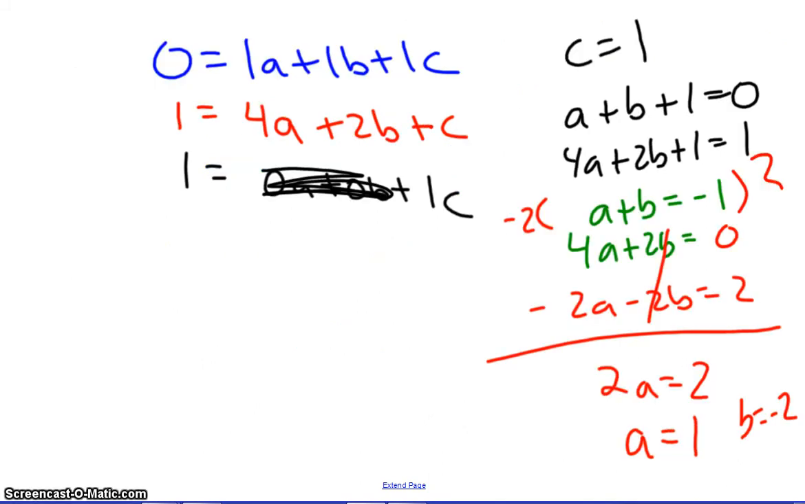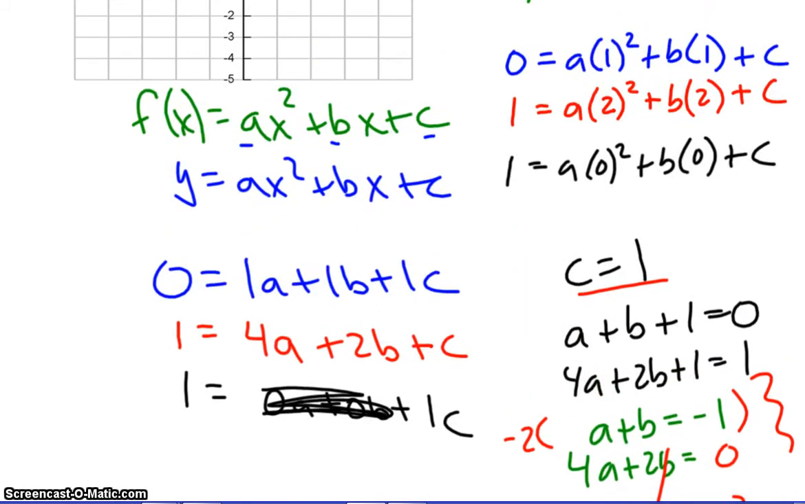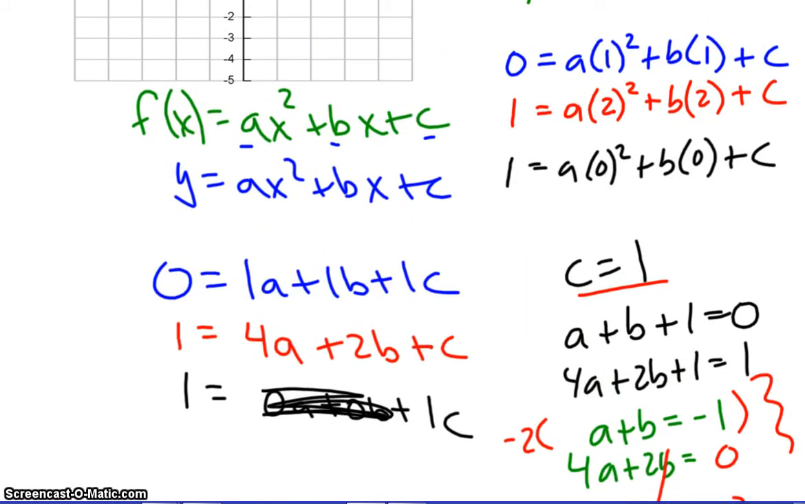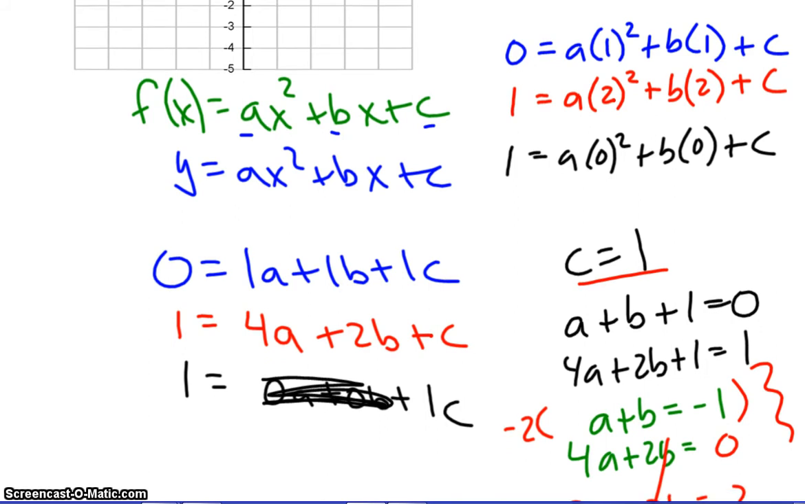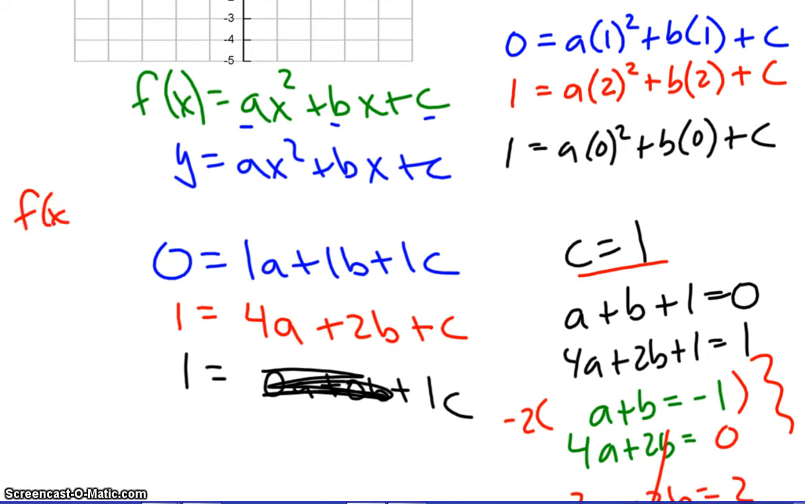So when you solve this system here of a plus b equals -1 and 4a plus 2b equals 0, we can get a equals 1 and b equals -2. With our c value being 1, we can go ahead and plug those values back into our ax squared plus bx plus c and get an equation of f of x equals x squared, the 1 for the a, minus 2x plus 1.